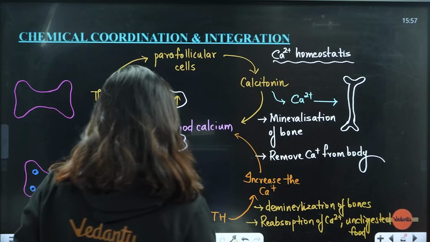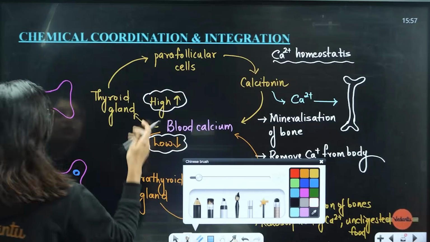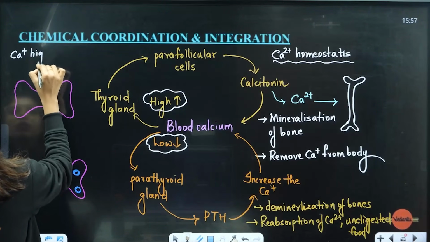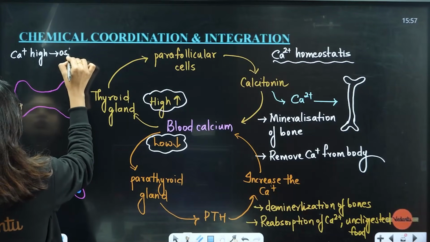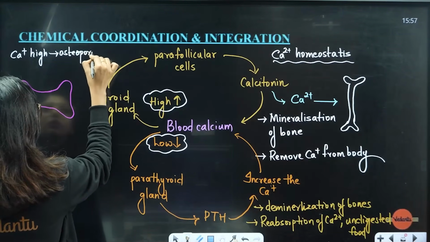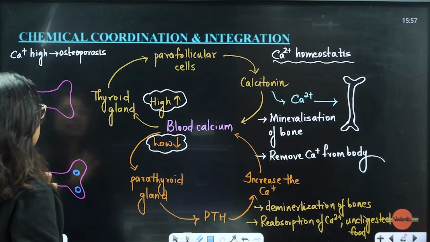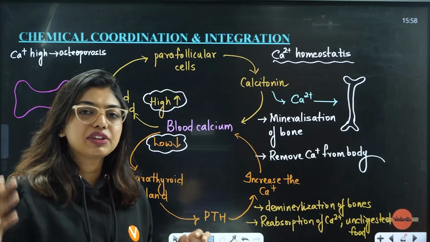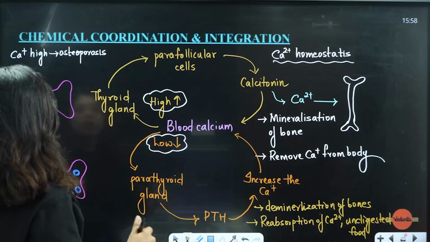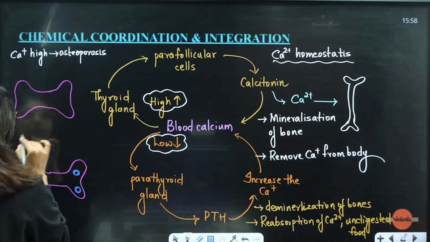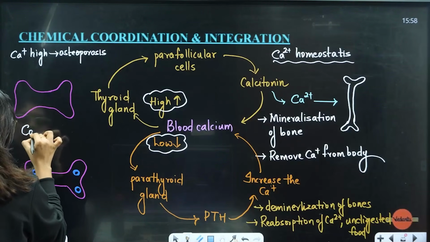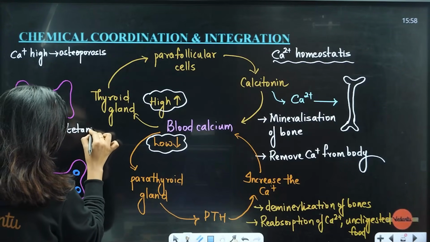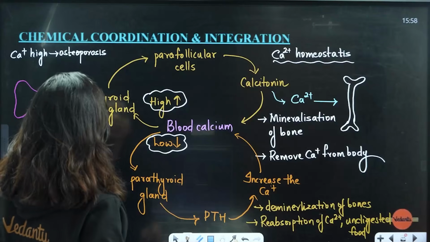Okay, so just write it here. If calcium becomes high, that will lead to osteoporosis. That is, students, basically what will happen if the calcium becomes too high, that also can lead to problems. And if calcium becomes too low, it can lead to tetany, rapid spasm. Okay, all these are the conditions.